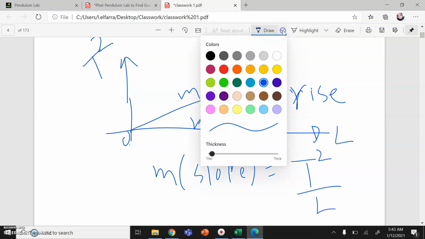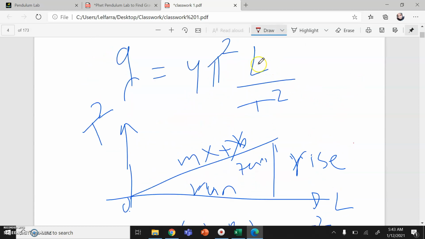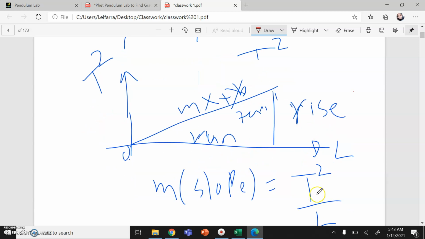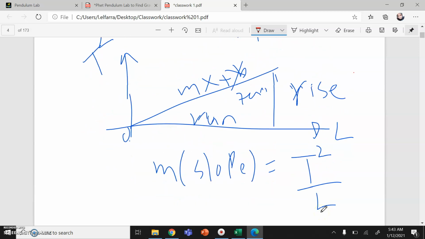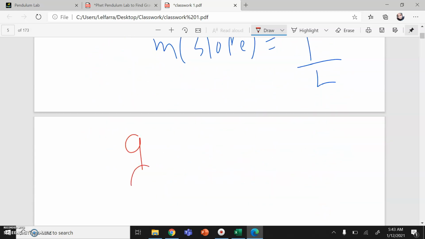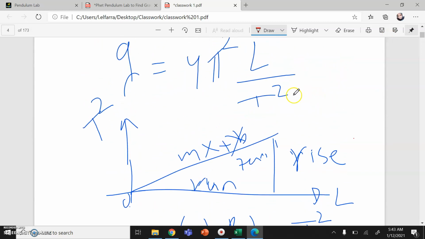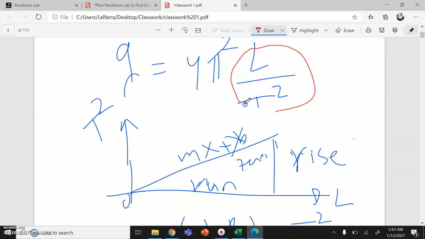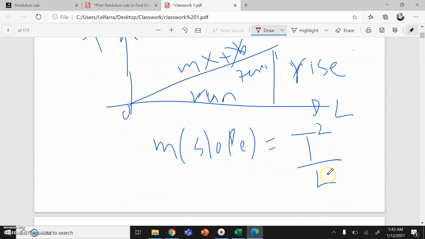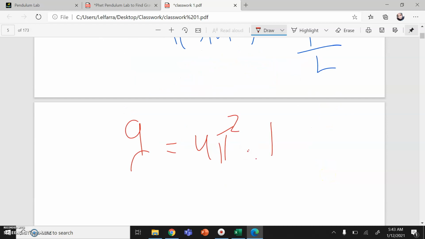This is the slope. Go back to the equation. I have L over T squared, not T squared over L. So basically g will be 4 pi squared times this value here, and this value is the inverse of the slope. L over T squared is not T squared over L, so actually this is the inverse of the slope.